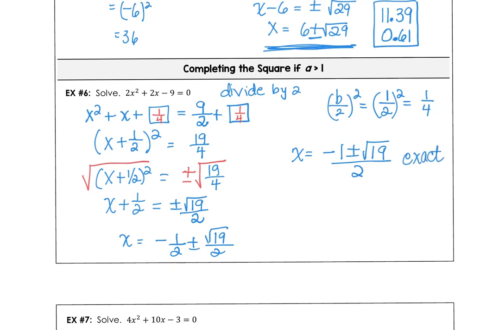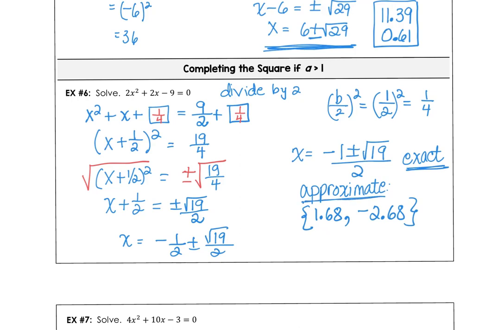There's 2 of them, but if you break them apart using our calculator, being very careful not to ungroup the numerator, we get negative 1 plus the square root of 19, and that answer divided by 2 is 1.68. And then you have negative 1 minus the square root of 19. That answer divided by 2 is negative 2.68. So you can have exact solutions and approximations.